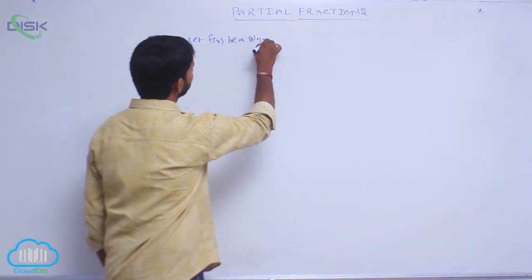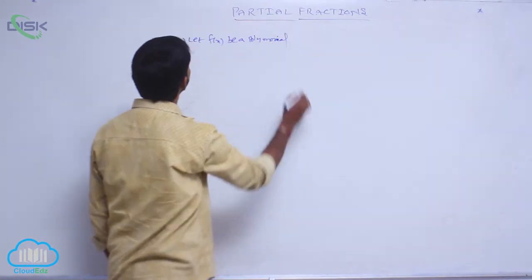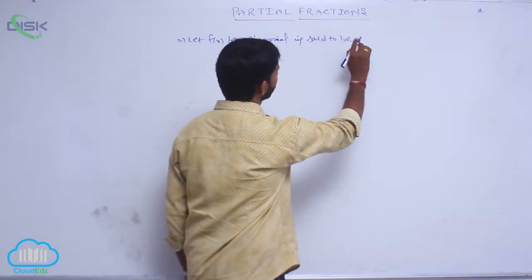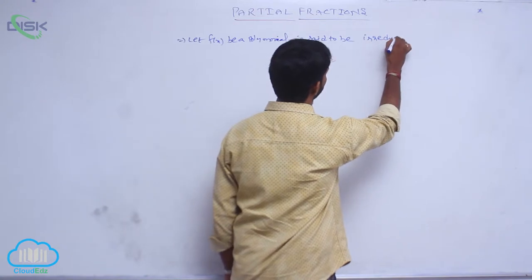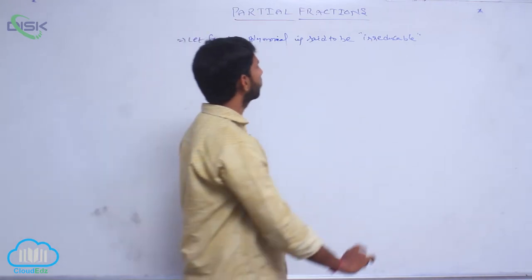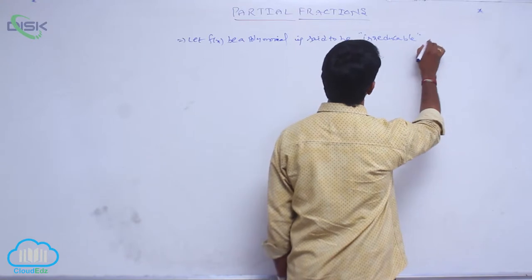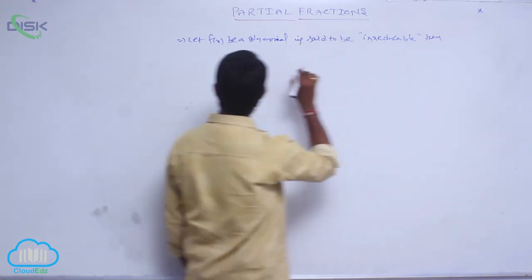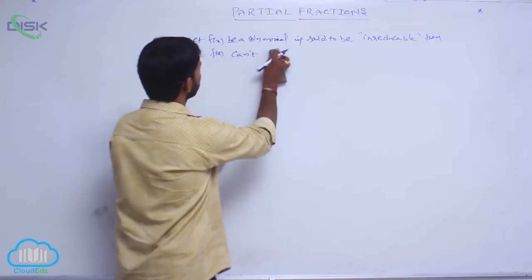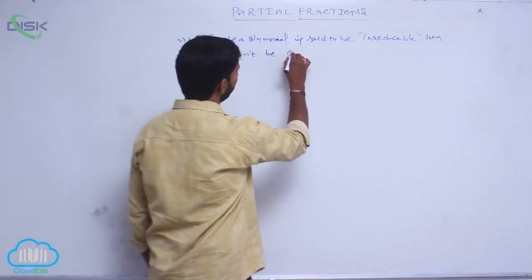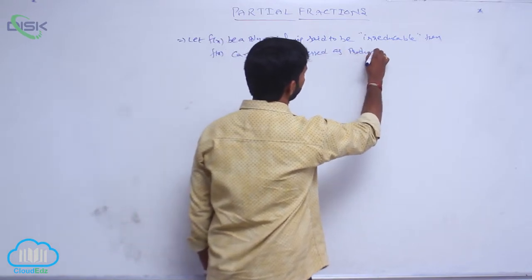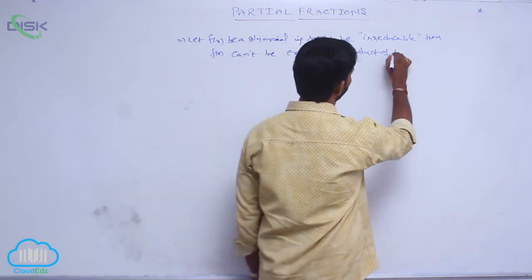Let f of x be a polynomial. If f of x is said to be irreducible, then f of x can't be expressed as a product of two polynomials.